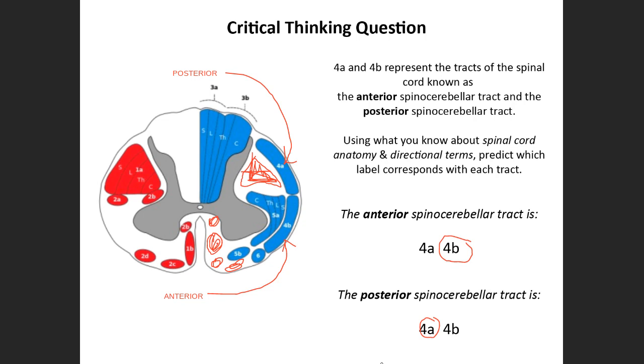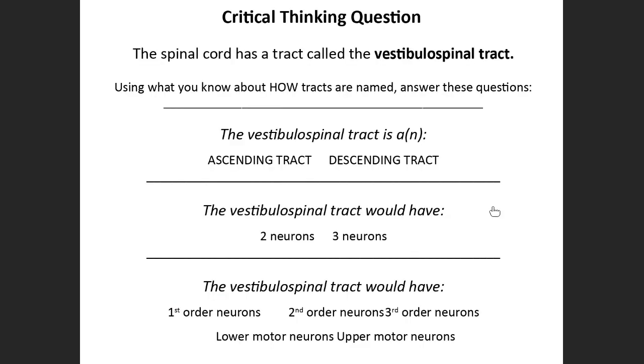Awesome. Okay. So let's do this one then. This is another application of our tracts. This time, instead of giving you a picture, I've given you the name of a tract, and I've asked you to make some predictions about that tract based on its name. So this is a tract called the vestibulospinal tract. When I look at this tract, there are two parts to its name. The vestibulo part and the spinal part.